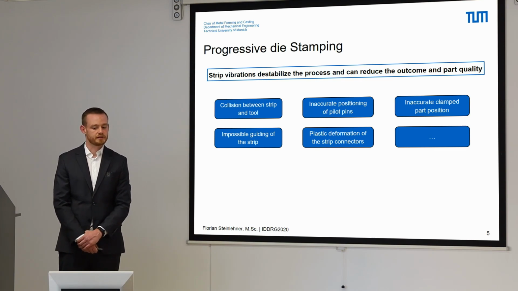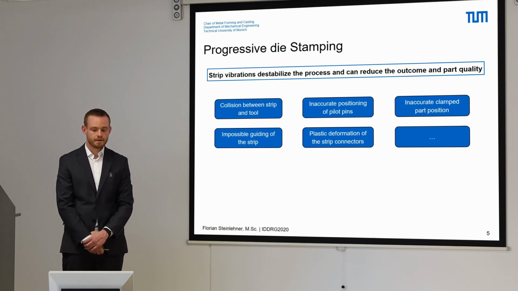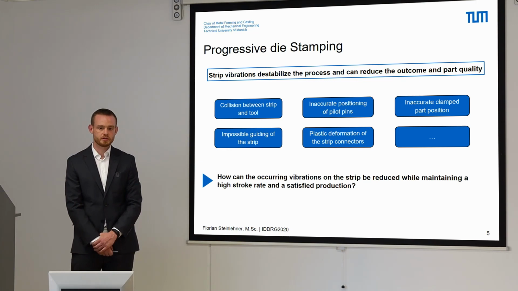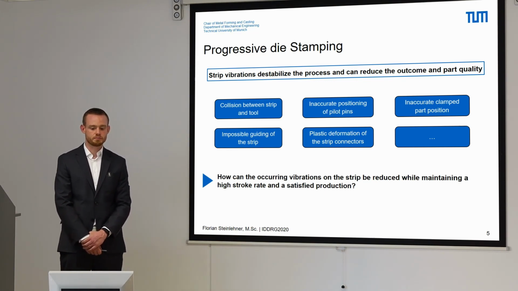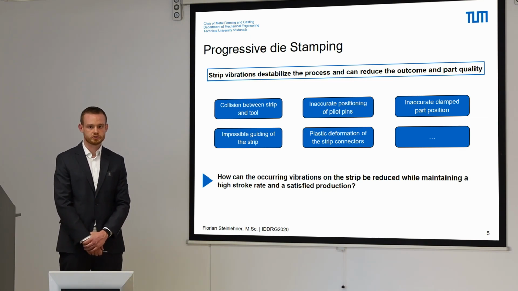Strip vibrations can lead to a reduced part quality when the positioning of the strip, and therefore the positioning of the part, is not maintained over the duration of the process. This can happen if the positioning pins miss the pilot holes for accurate positioning before the strip gets clamped, or the blank gets clamped by the binder in an inaccurate position. This leads us to the question of how the occurring vibrations on the strip can be reduced while maintaining a high stroke rate and a satisfactory production quality.